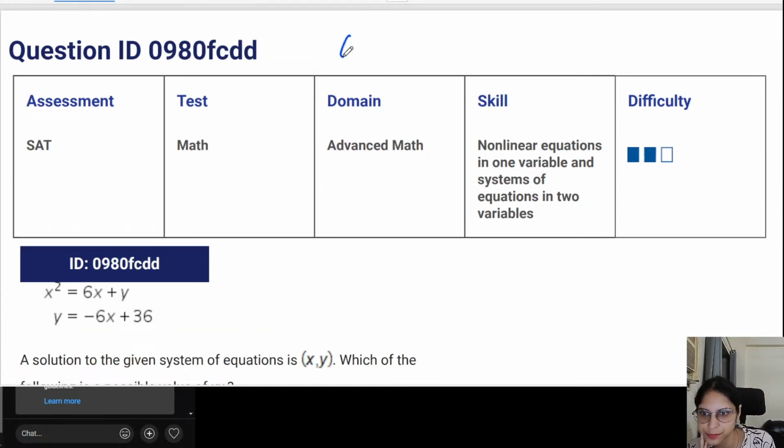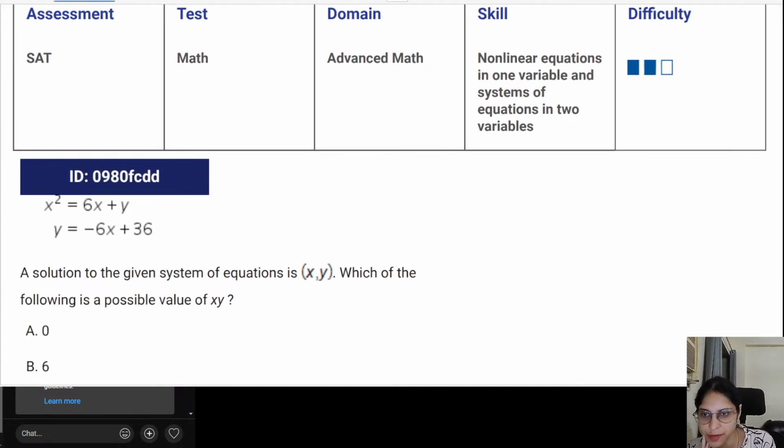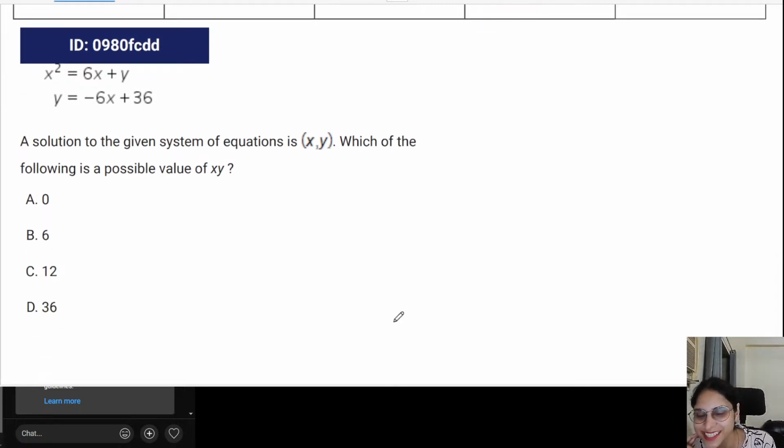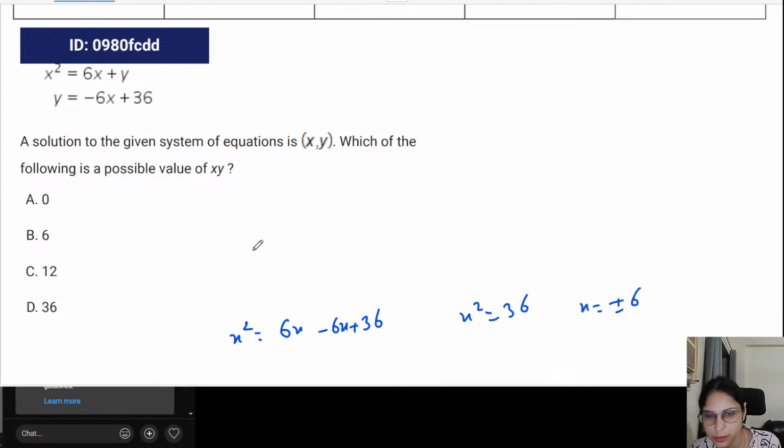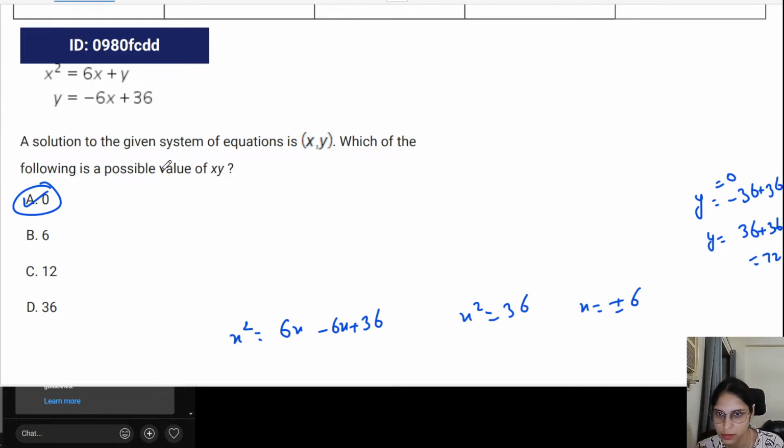Next is 66. X squared is 6x plus y, y is negative 6x plus 36. It's so easy. So instead of y, you just write minus 6x plus 36. X squared is 36, x is plus or minus 6. They want to know the possible value of x, y. Then we'll just use decimal, because now you'll have to find y also. Even though 0 is completely possible, 6 times 6 is 36. So y could be minus 36 plus 36, or 36 plus 36, that is 72. 0 is your answer. Okay?